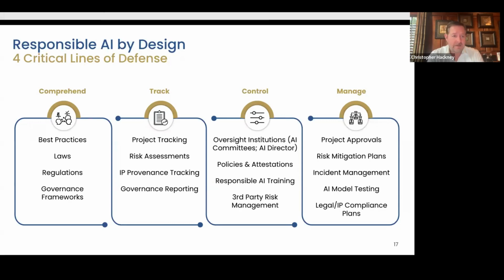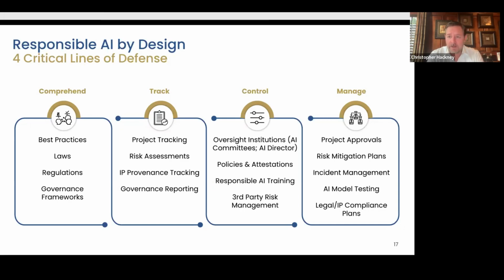Next, once you understand and comprehend the space, you can begin to track it. The next line of defense on tracking is straightforward. You need to understand what's happening and track that and audit it as it occurs within your organization. Setting up appropriate AI project tracking is important. Understanding the risk associated with projects and applying risk assessments according to those governance frameworks like NIST are going to be important. So you can report back the relative risk that's in place and understand how to plan against it.